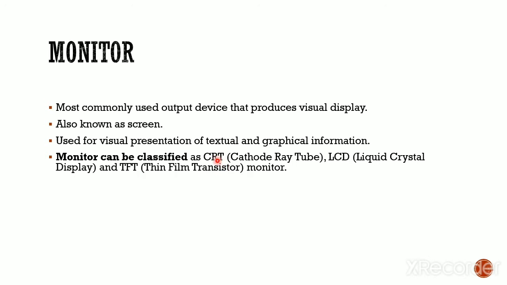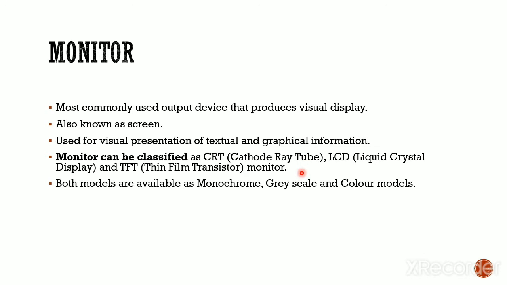And cathode ray tube is the primary bigger computer monitor that we have used. We'll be seeing the pictures of all the monitor types. Both models are available as monochrome, grayscale, and color models. Both CRT and LCD types can be available in these models.